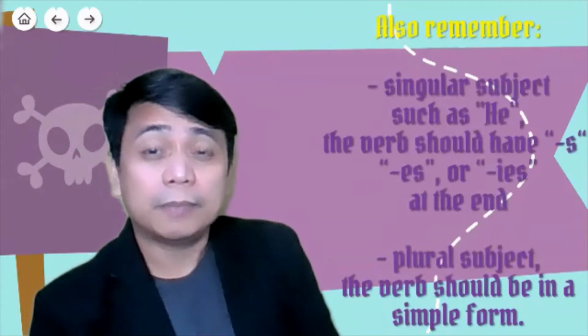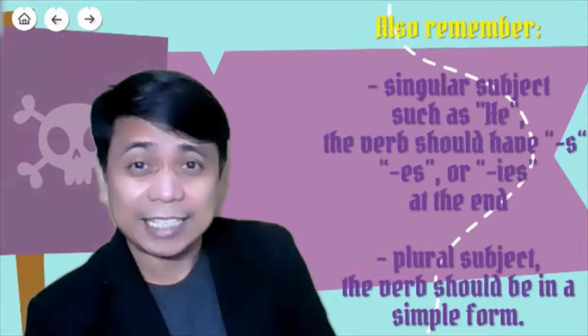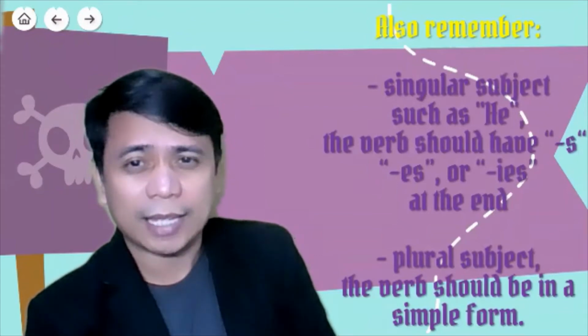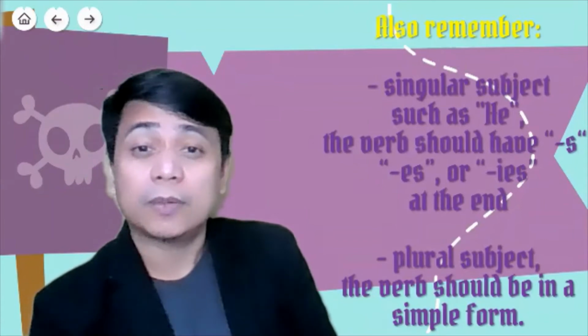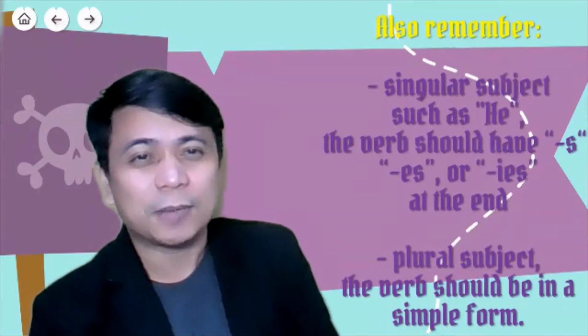Now also remember that when it comes to singular subject such as he, the verb should have s, es, or ies at the end. When it comes to plural subject, the verb should be in a simple form.